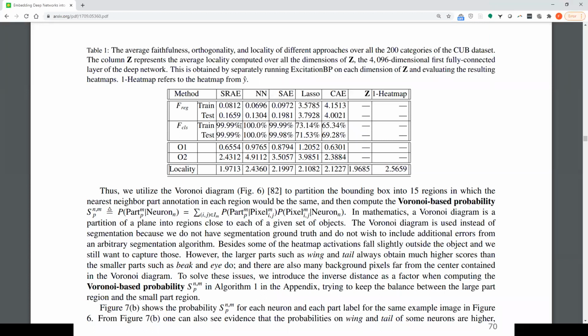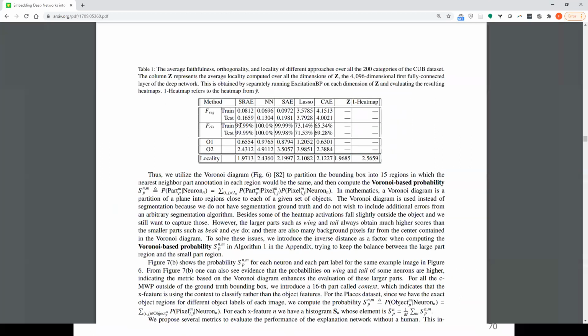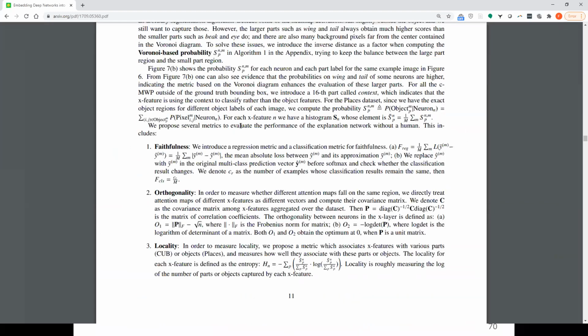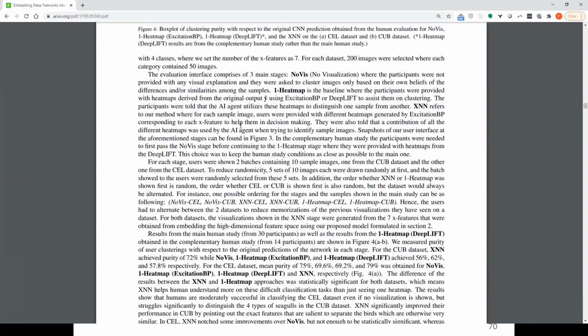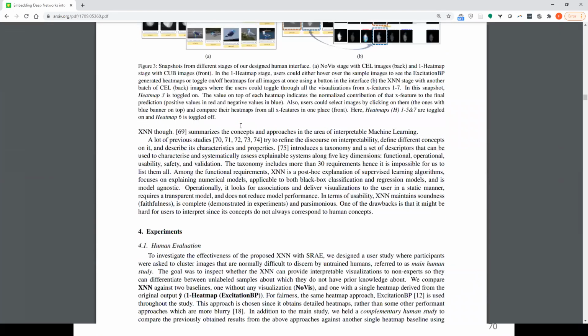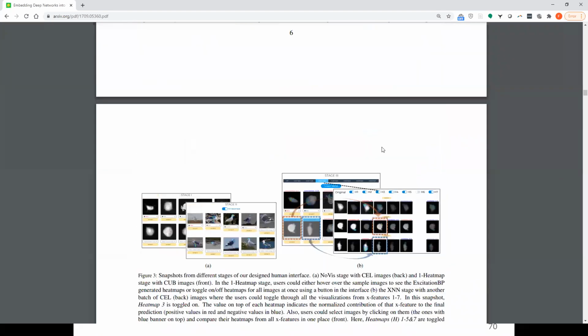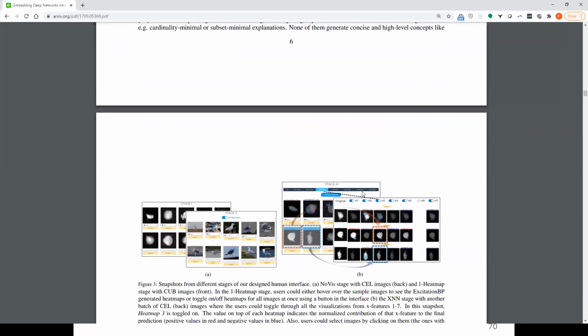You also have applications on cell interpretation and X-ray interpretation. Did you check the interpretation with experts, or are you based on ground truth? We are based only on the trained CNN. We don't have any human input in our explanation. Okay, I see.